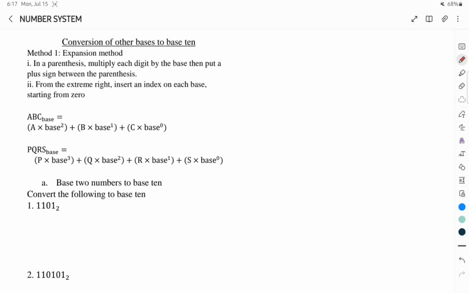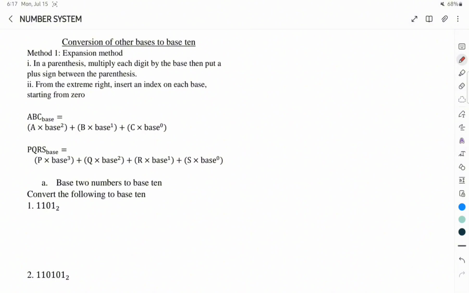In this video, we are converting numbers in other bases to base 10. We have more than one method of doing this, and in this video we are going to learn only the first method. So please watch out for the next video in this series, where I will be explaining how to convert numbers in other bases to denary numbers using another method. This first method is called the expansion method.